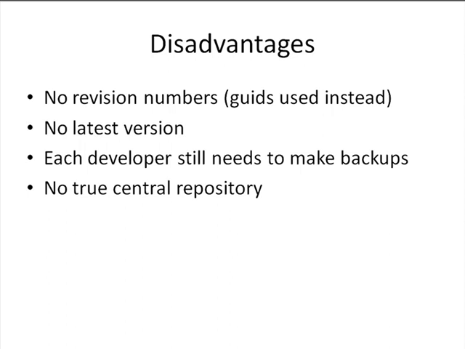And each developer still needs to make backups. With the server client, you still need to make a backup. However, there's only one backup you need to make, because there's only one repository that is stored, and that's on the server. With the distributed model, because the repositories are on each individual developer's computer, each person connecting to this particular project is going to need to make their own backups.